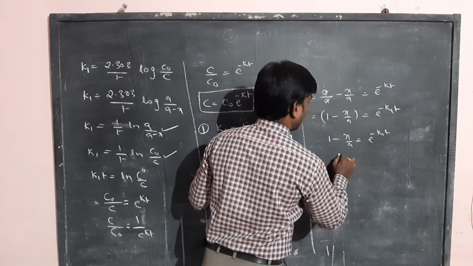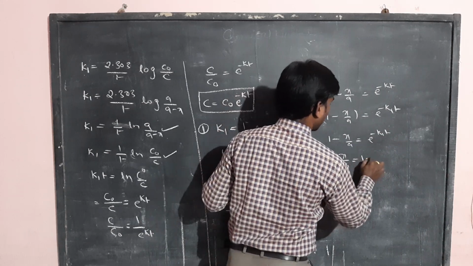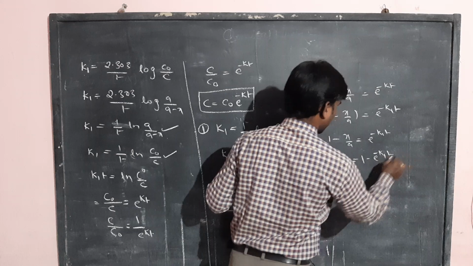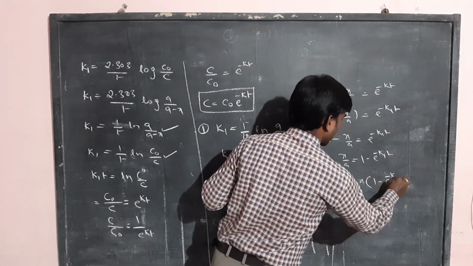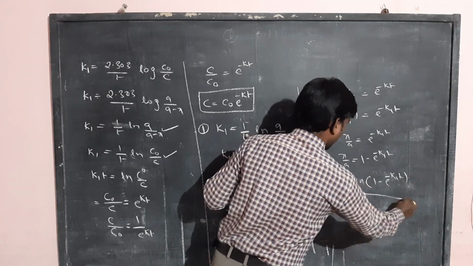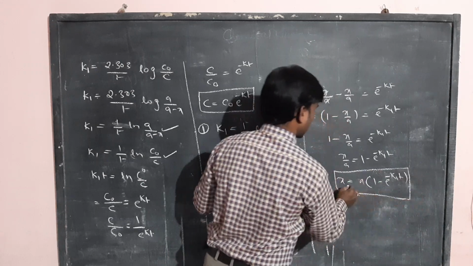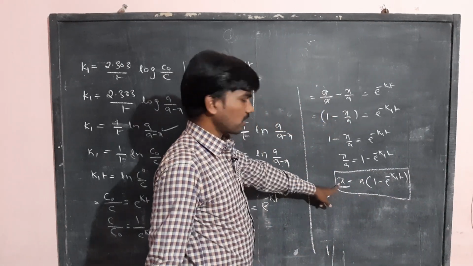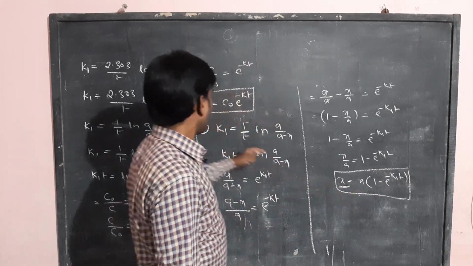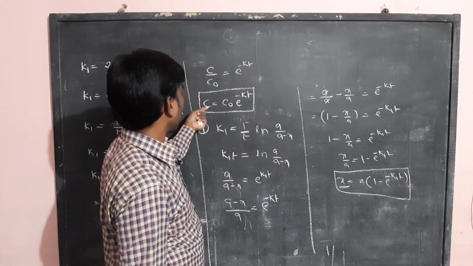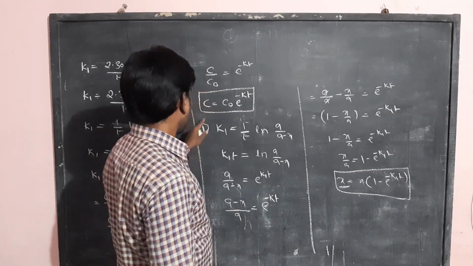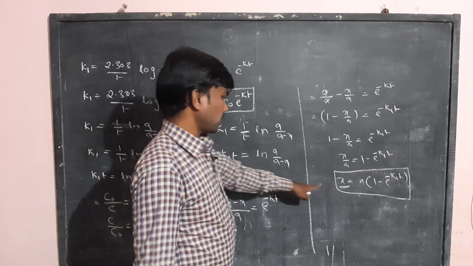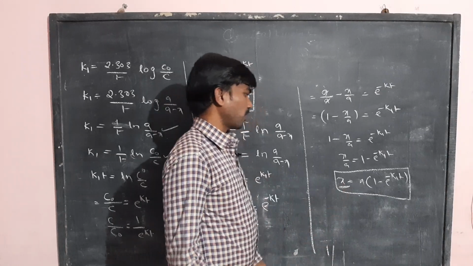So x by a is equal to 1 minus e to the power of minus k1 into t. So x is equal to a into 1 minus e to the power of minus k1 into t. So here x is nothing but what? Concentration of product, this one. Concentration of product value we can calculate like this. Concentration of reactant will be calculated like this. Here this is also concentration of the reactant. This one is nothing but concentration of the product.